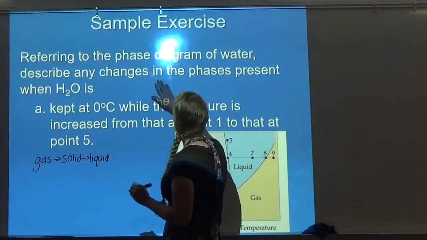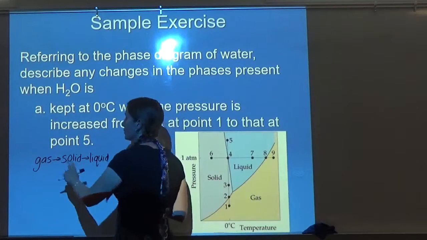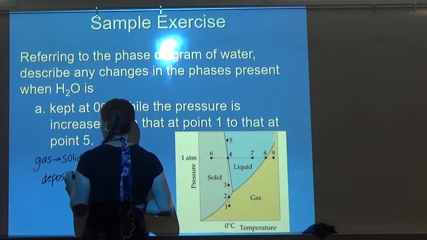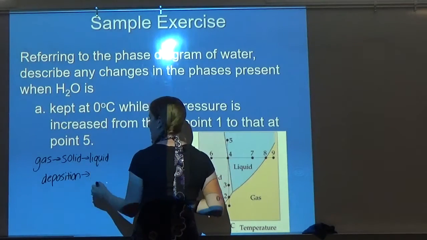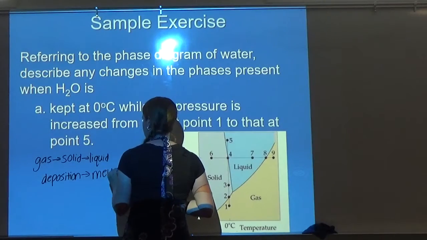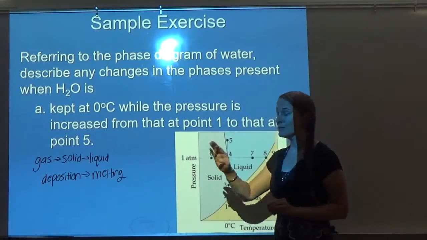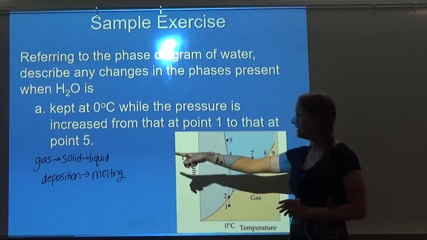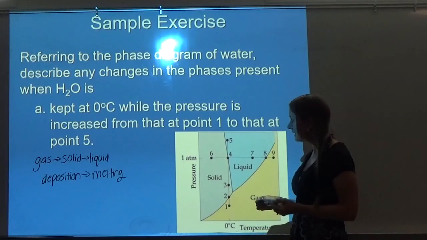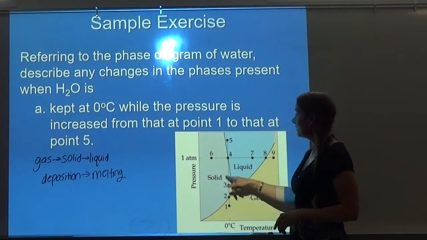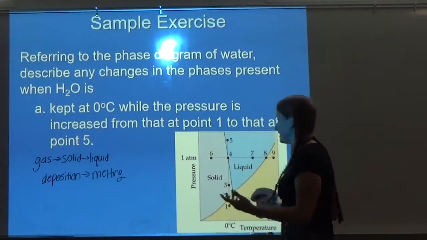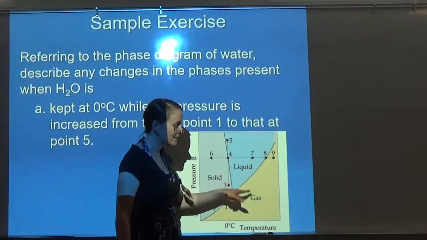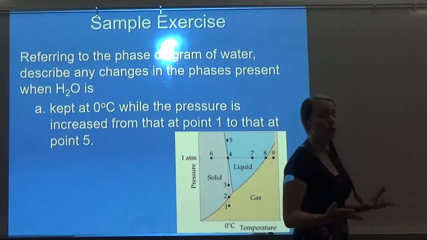Okay, so it says describe any changes. So in other words, first it goes from gas to solid, which is of course deposition. And then it goes from solid to liquid, which of course is melting. So those are the two things that are happening. So first I listed just the state of matter changes, gas, solid, liquid. And then I listed what those were called. So from gas to solid, it's deposition. And from solid to liquid, of course, it is melting. So see, that was super easy. Now, of course, the phase diagram might not tell you solid, liquid, or gas. So make sure you know where those are located.